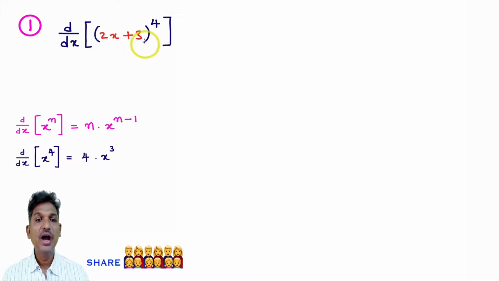I'll imagine this 2x plus 3 as x. Listen to this carefully. If you understand the first three problems, then you can do all the remaining problems on your own. Try to understand. You imagine this 2x plus 3 as x. Then how does it look? It looks like x power 4. What is the derivative of x power 4? It is 4 into x cube.